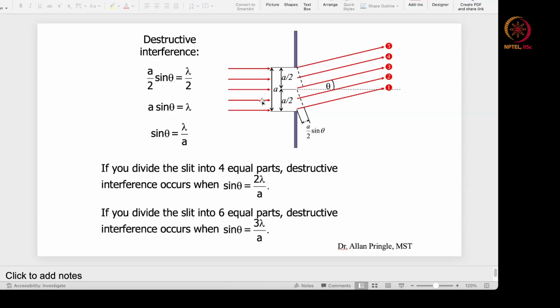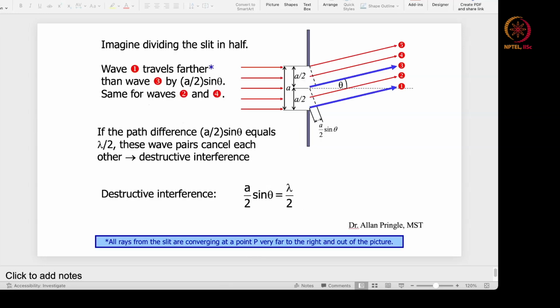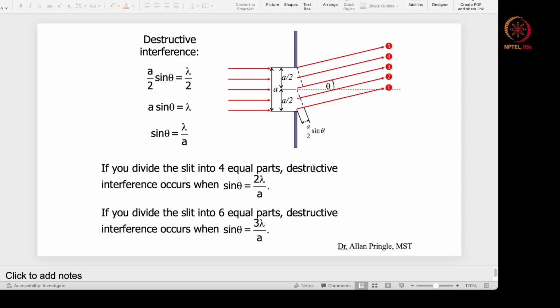So you can understand what we did in this particular case: we divided it into 2 parts, so the difference was a by 2 sine theta. Now if we divide it into 4 parts, you can imagine that this will become a by 4, and as a result you will get sine theta is equal to 2 lambda by a. If you divide it into 6 parts, then it will become sine theta is equal to 3 lambda by a. Okay, so this is the criteria for destructive interference.